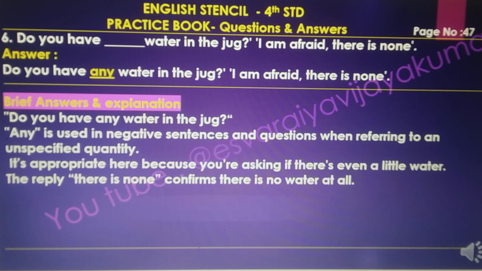And the sixth one: do you have any water in the jug? I am afraid there is none. The brief answer and the explanation of this question: "Do you have any water in the jug?" Any is used in negative sentences and questions when referring to an unspecified quantity. It's appropriate here because you are asking if there's even a little water. The reply "there is none" confirms there is no water at all.